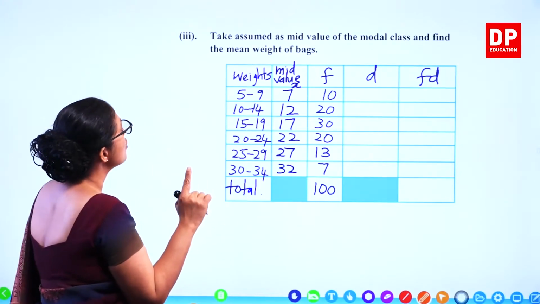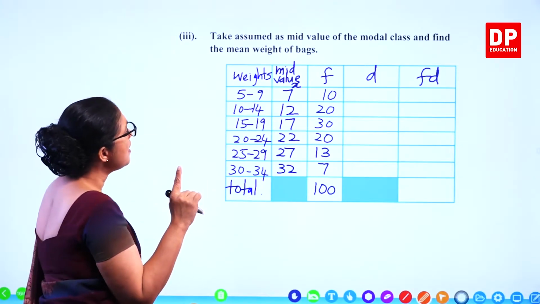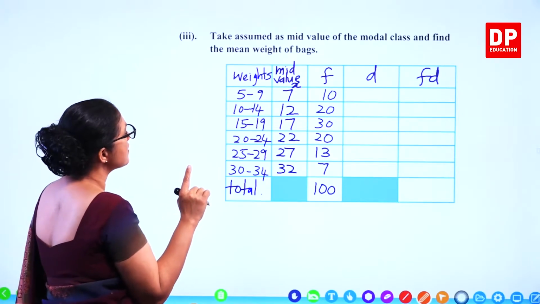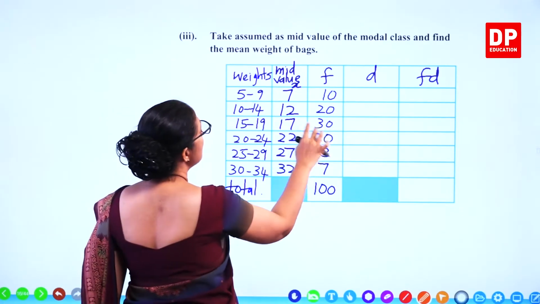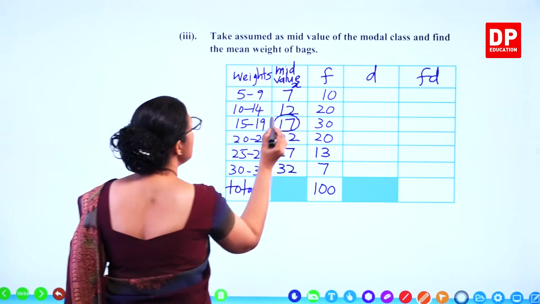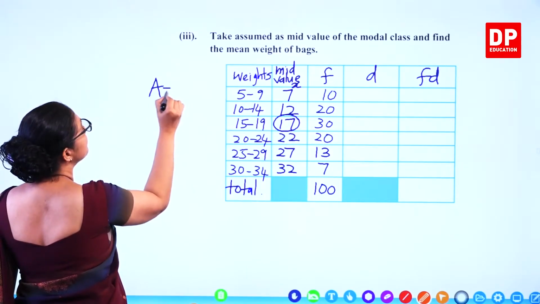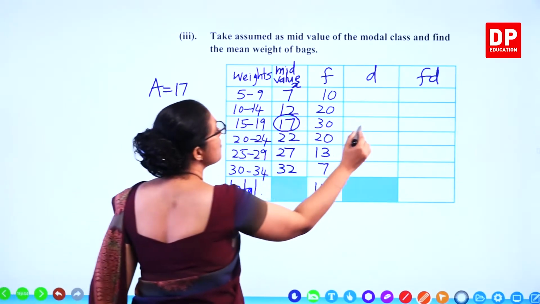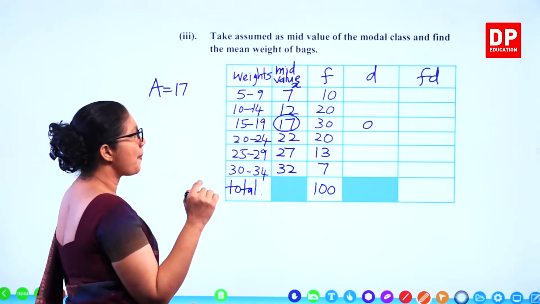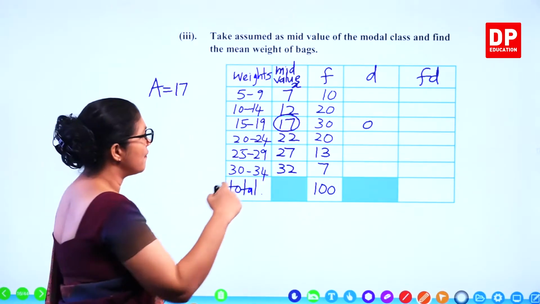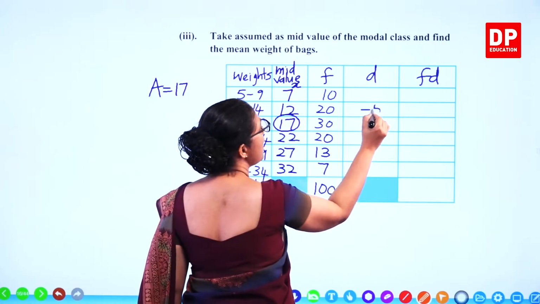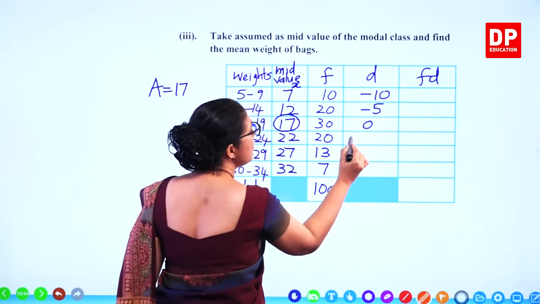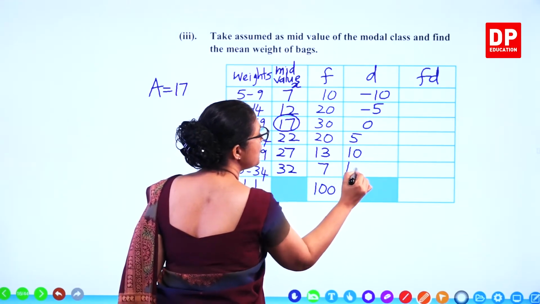Now deviation. Assumed mean is the mid value of the modal class. So we found out the modal class is this. So assumed mean is 17. Now subtract, so you get 0 here. So the difference is 5. So here you get minus 5 and minus 10. Here positive 5, 10 and 15.